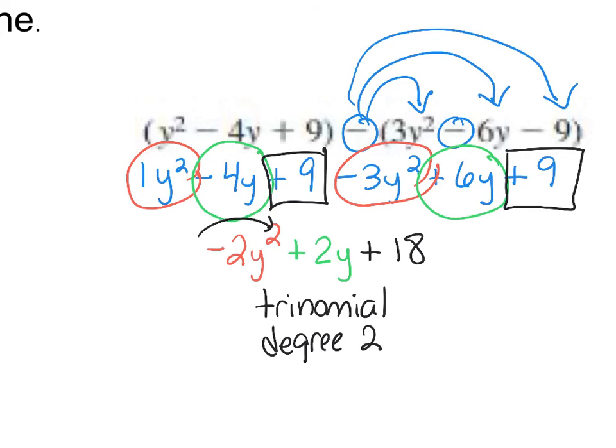If it was out of order, our job would be to get it into order. Its constant is 18. And the coefficients on the biggest term is negative 2, and on the second term is 2. Okay, so that wraps things up for us for our lesson today.